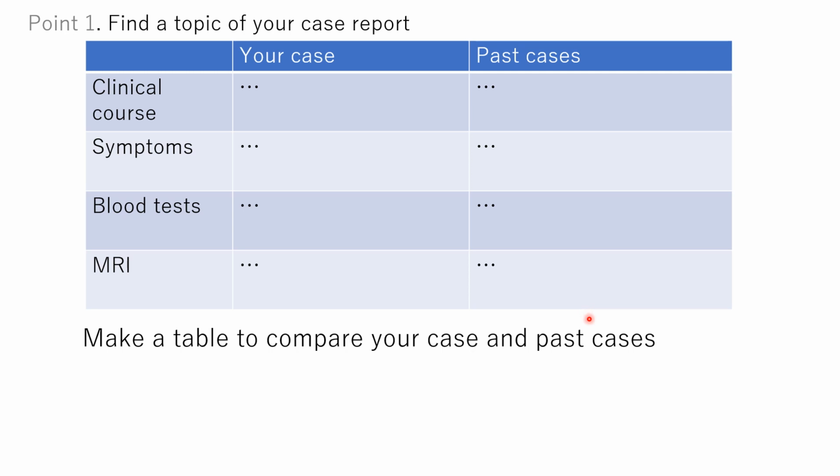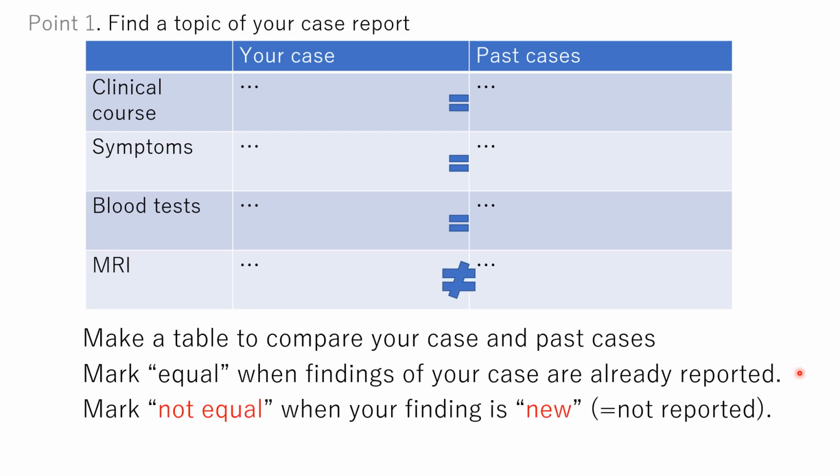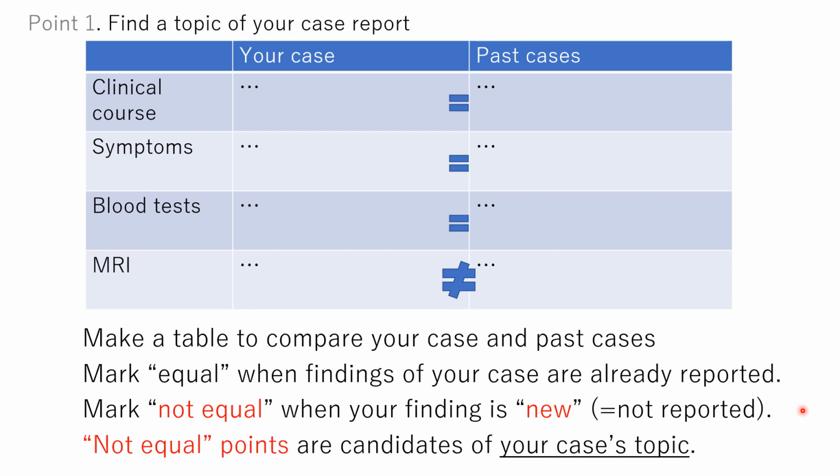After that, mark equal when findings of your case are already reported, and mark not equal when your finding is new. It means not reported. Not equal points are candidates for your case topic.